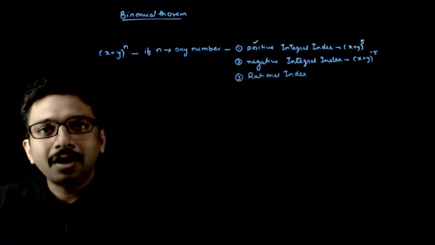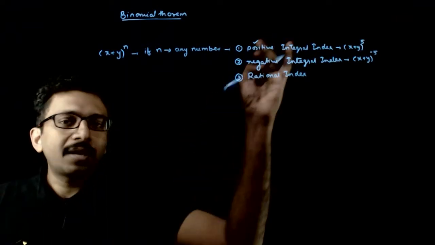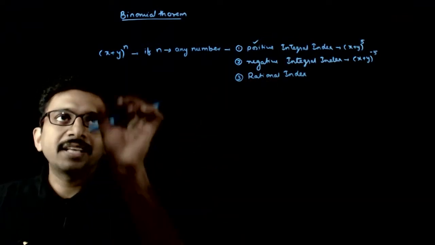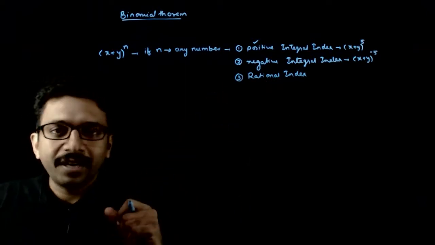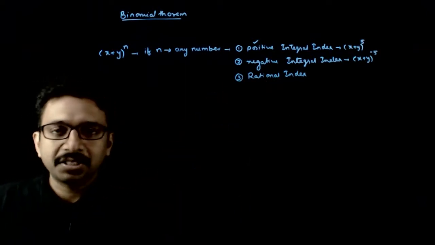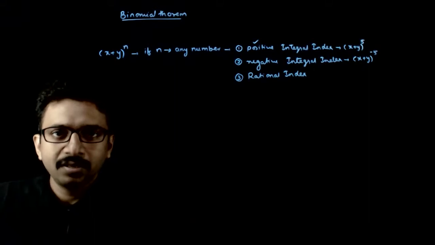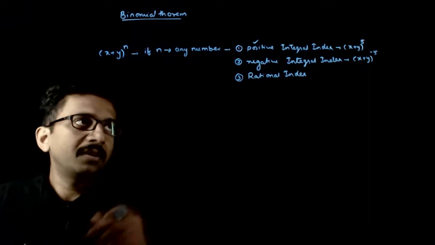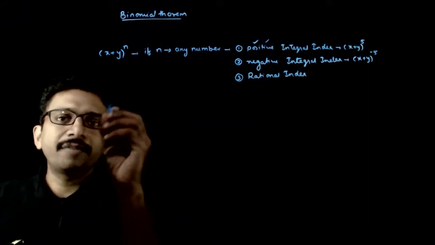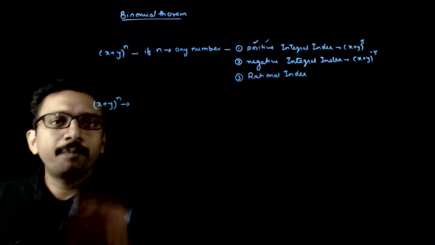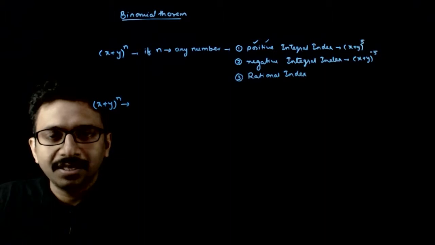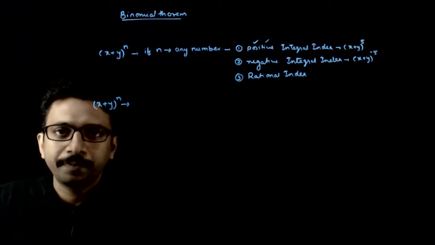So if I have to broadly divide this topic into 3 parts, I can divide it like this: how to expand (x + y)^n for positive integral index, how to expand it for negative integral index, or rational index. So the basic part of binomial theorem constitutes the expansion of (x + y)^n for positive integral index, that is 1, 2, 3, 4, and so on.